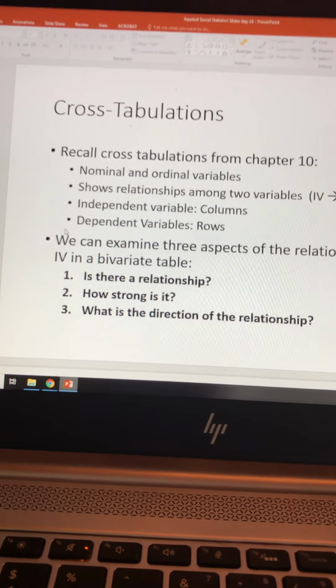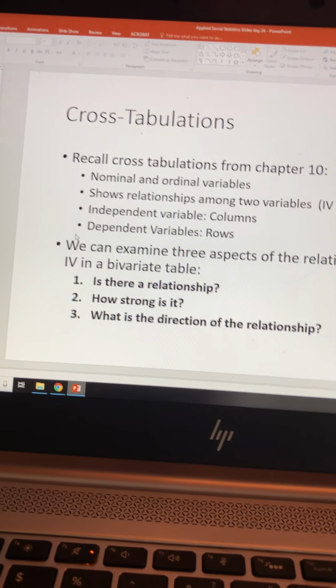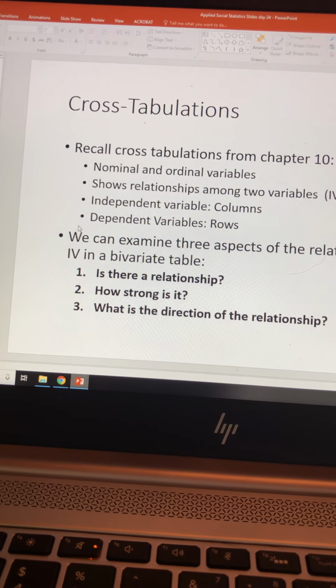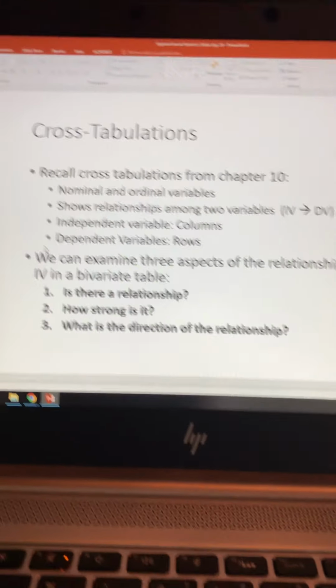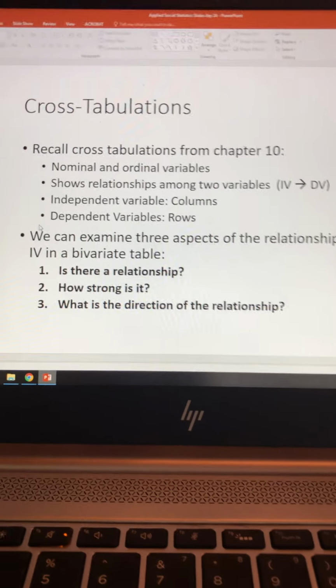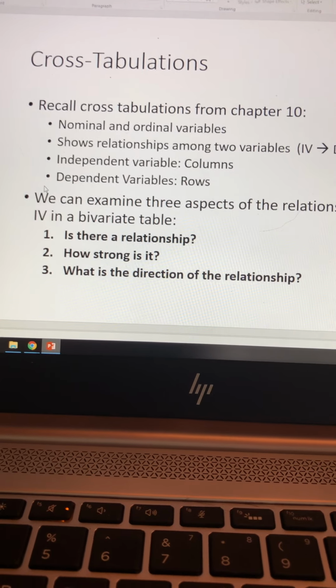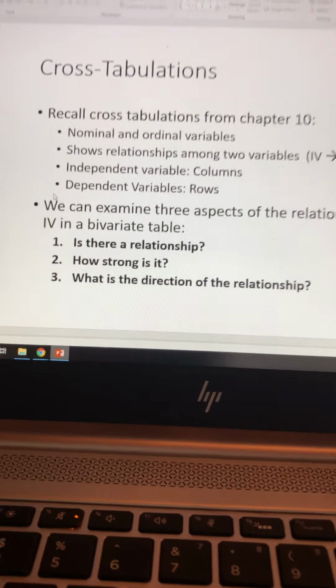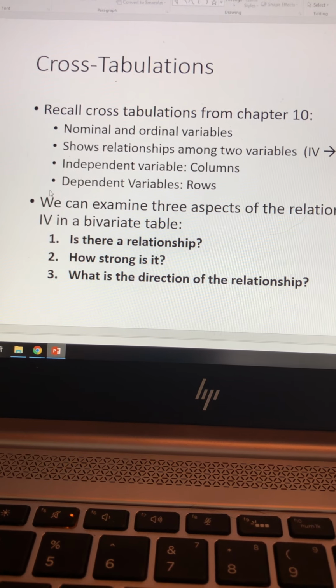The question is, how strong is it? Is it a strong relationship? Is it moderate? Is it weak? How can we assess how robust the relationship is? And then lastly, what's the direction? Again, we're going to do this on Thursday.